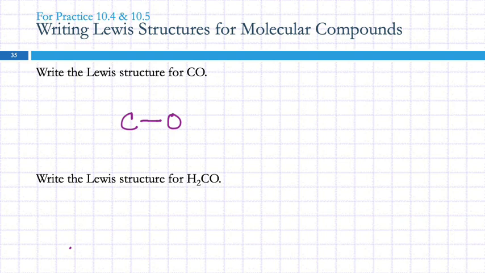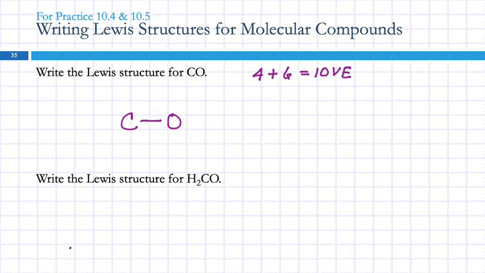And then we need to see, well, how many electrons are going to be in this structure? How many valence electrons does carbon have? Four, because it's in group four. And how many does oxygen have? Six, because it's in group six. So that's a total of 10 valence electrons, which my students pointed out last night looks like love. So I guess 10 valence electrons is equivalent to love.